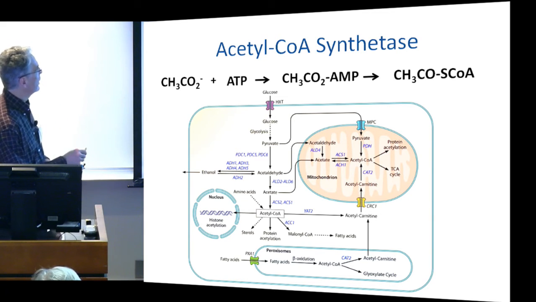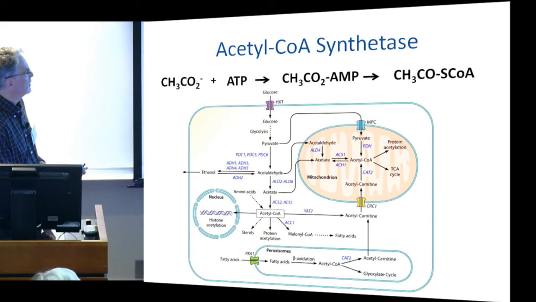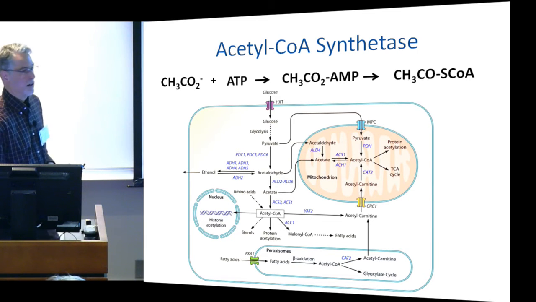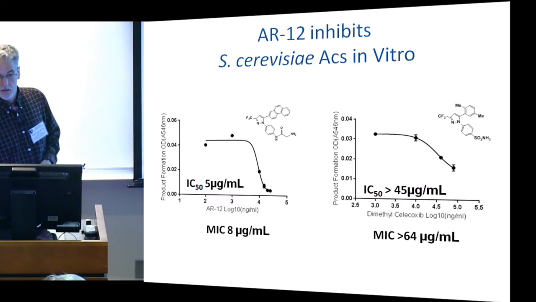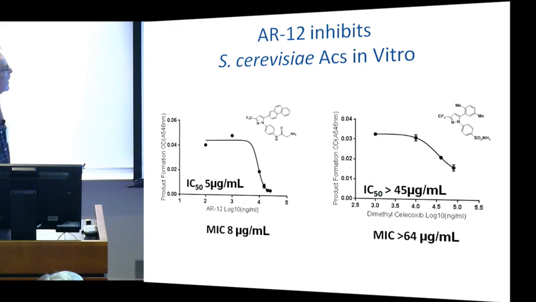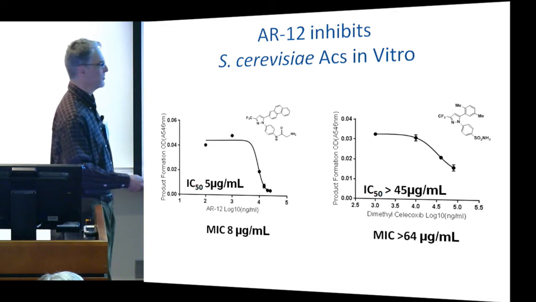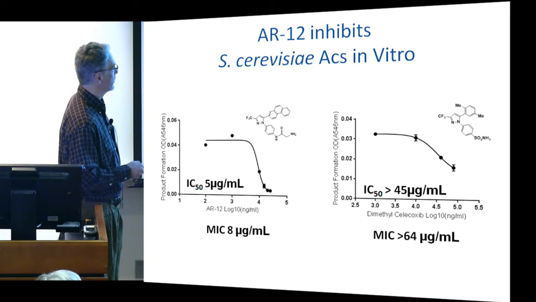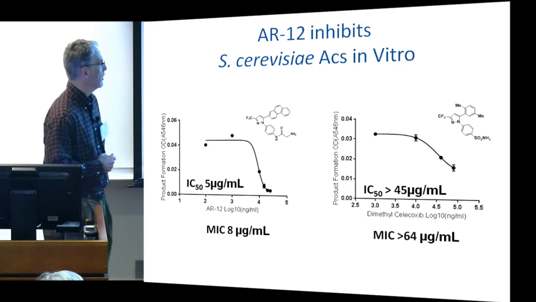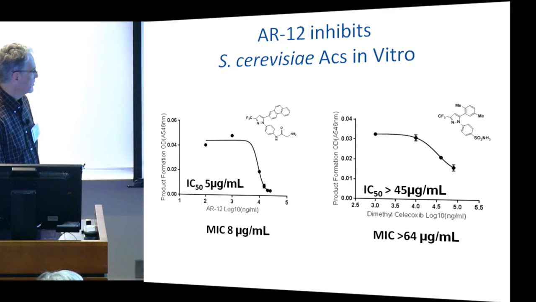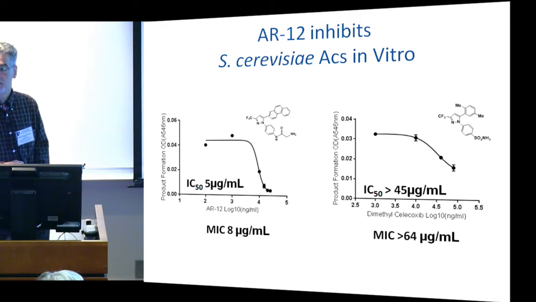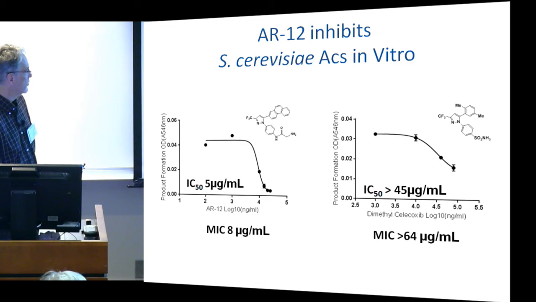The reaction it catalyzes takes acetate plus ATP and makes, in the first step, an activated AMP intermediate, and then CoA comes in and displaces the AMP. So we got some of the enzyme, and what do you know? This was a very happy day in the lab. Light comes back on, we feel better. We got an IC50 around 5 micrograms per mL. This is the structure of AR12. Our MICs are around 8 to 4, as I said before. That should say 4, sorry.